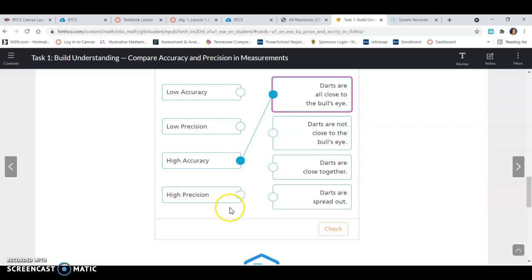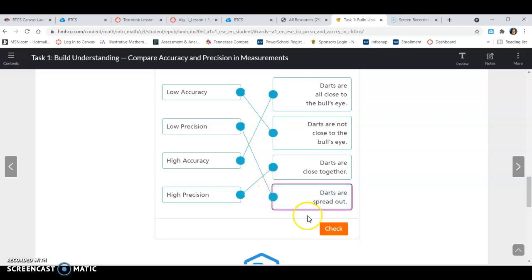All right, so let's see. Darts are all close together, so I'm skipping down here. The ones that are close together have high precision. So we're going to check those. And then low accuracy would be the one with darts that are not close to the bullseye, because if they're accurate, they are close to the bullseye. So if it's low, that means they're not. And then low precision would be darts that are all spread out.